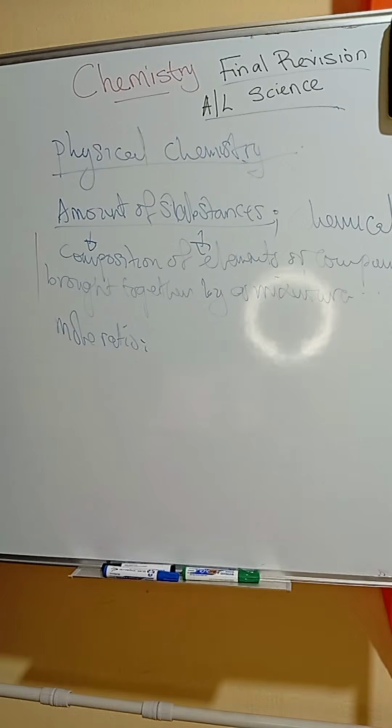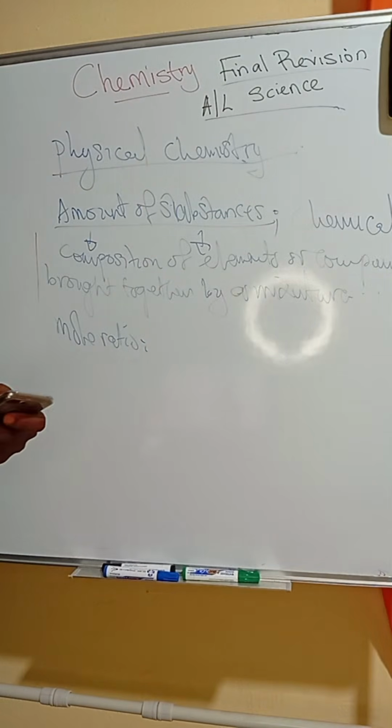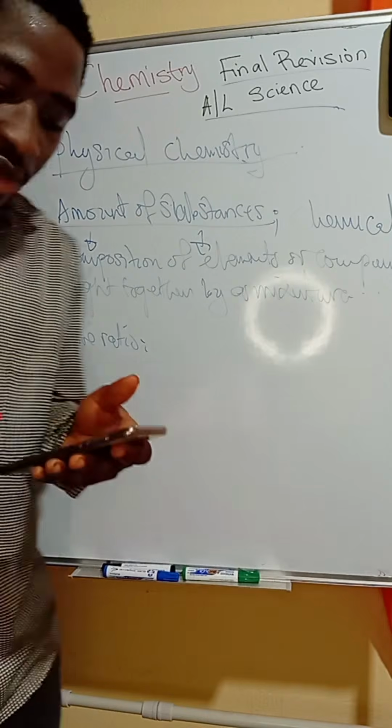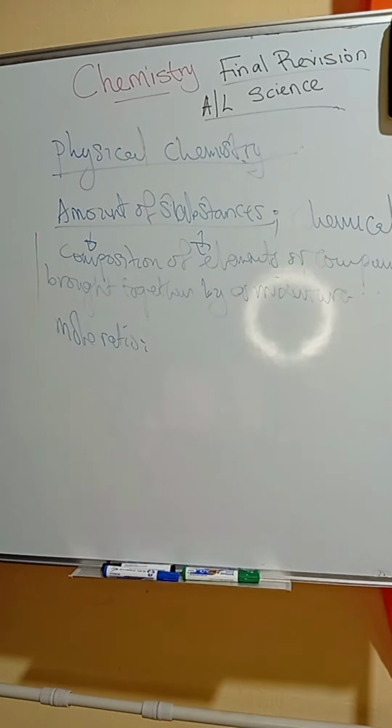So I'm going to give this definition once more. I said a mole ratio is the proportional relationship between the number of moles of any two substances involved in a balanced equation. Now, that is what a mole ratio is all about. So if we do not have a balanced equation, you are not going to get a mole ratio. So what did I say?